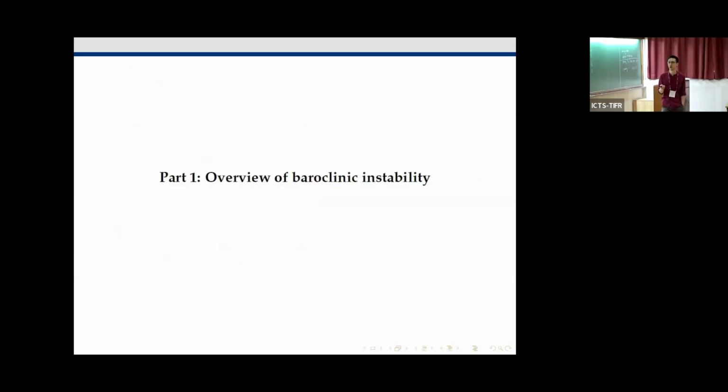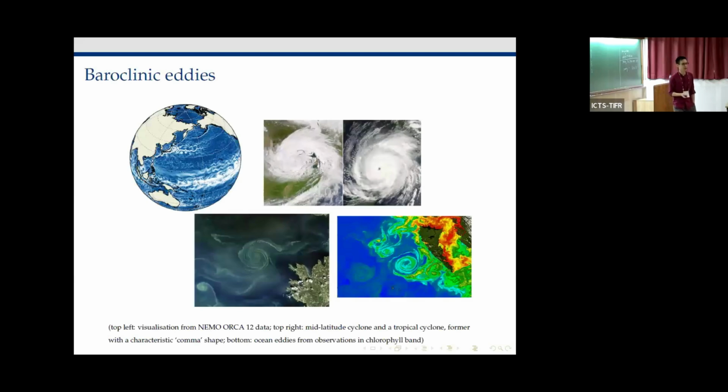Okay, so the first part is the overview. Baroclinic instability is some sort of fluctuation where there's a preferred scale. In the ocean these are called mesoscale eddies, or mesoscale dynamics. In the atmosphere this would be the synoptic variability, as Carsten talked about yesterday. Usually these manifest as fairly energetic regions.